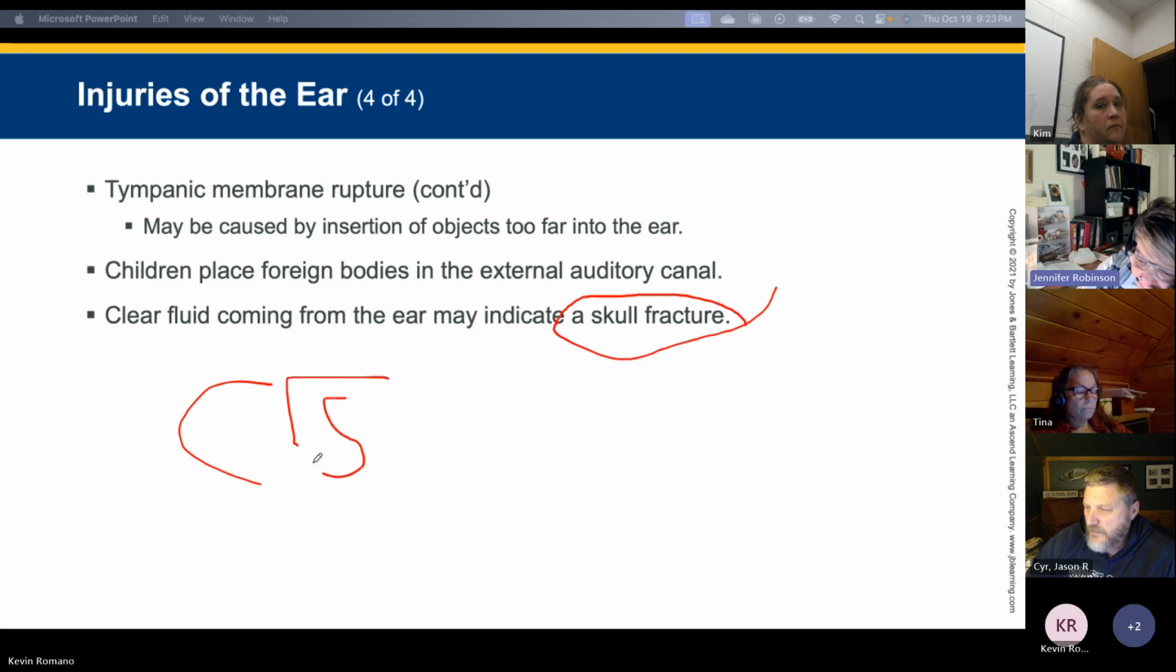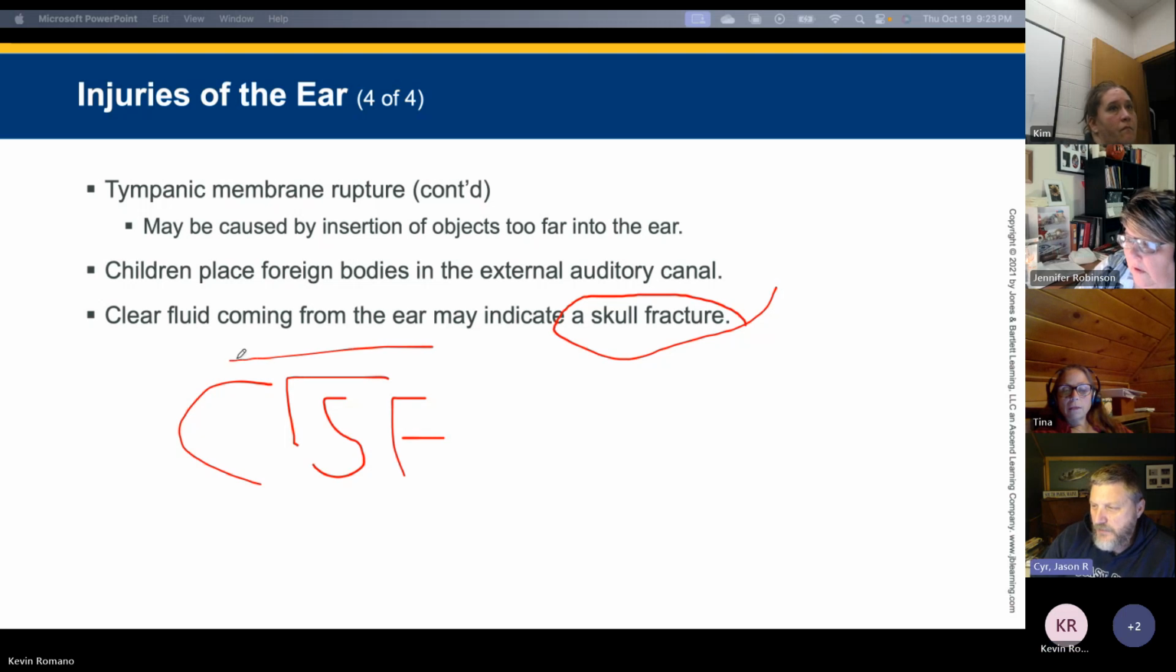Yeah. Spinal fluid. CSF. Cerebral spinal fluid, yep. And how do we know if it's cerebral spinal fluid? What kind of test is that called? The Halo. Halo. Perfect. Good job.